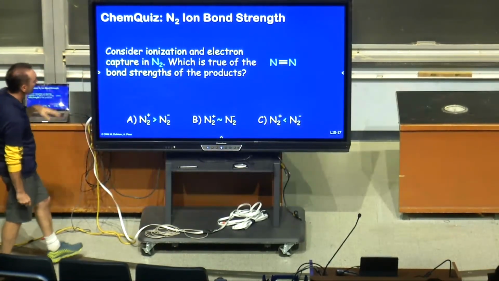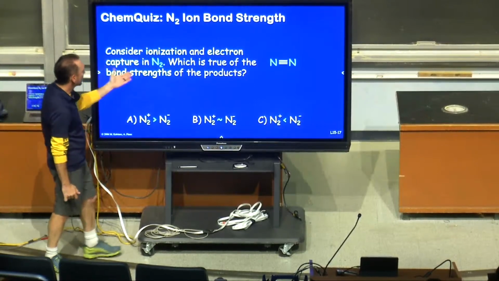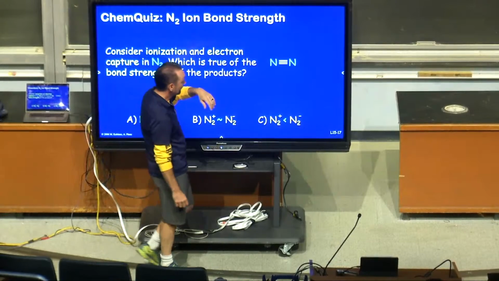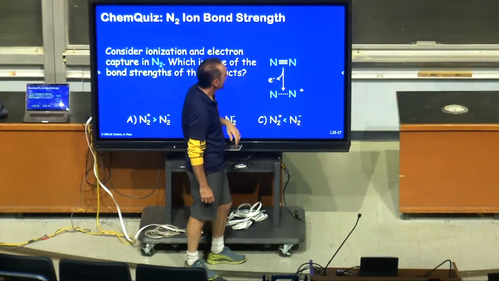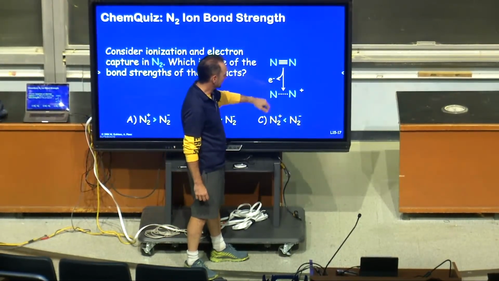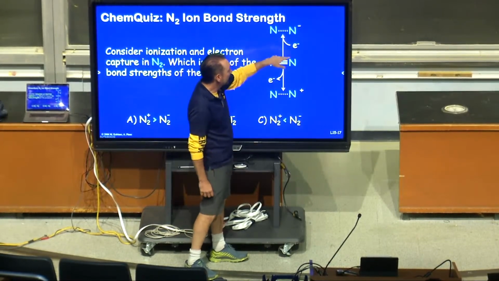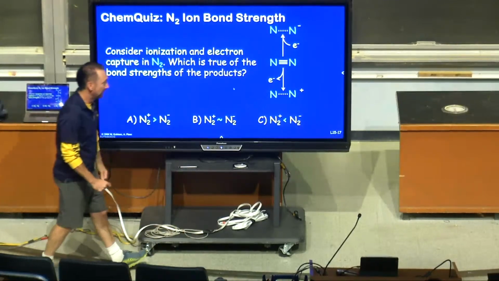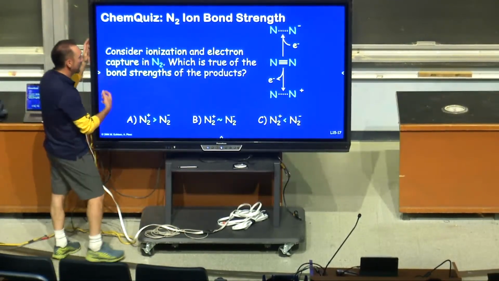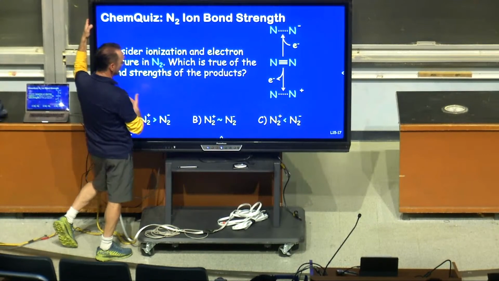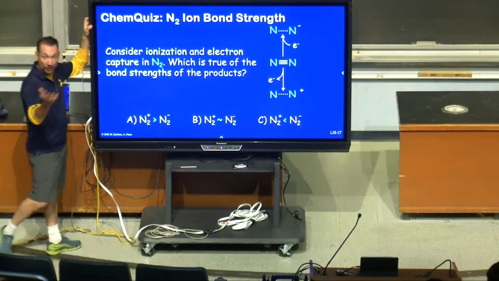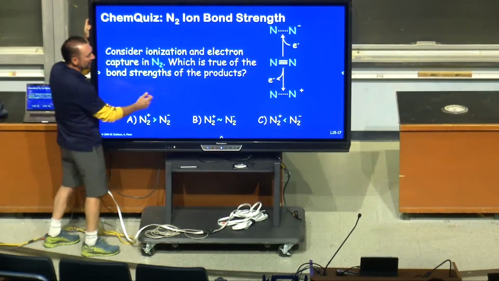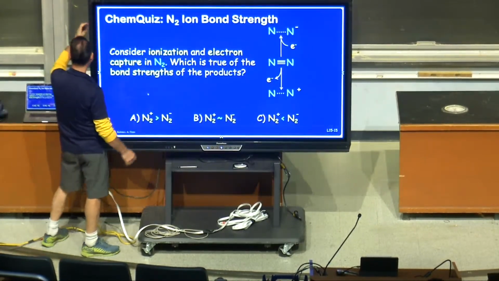Okay, we'll talk about this one together. Consider the ionization and electron capture in N2. Also good exam material. Here we're talking about ionization, losing an electron, or electron capture. This is the electron affinity of the nitrogen molecule. Which is true about the relative bond strengths or bond orders? Bond order is the same as bond strength. The higher the bond order, the higher the bond strength, the stronger the bond.